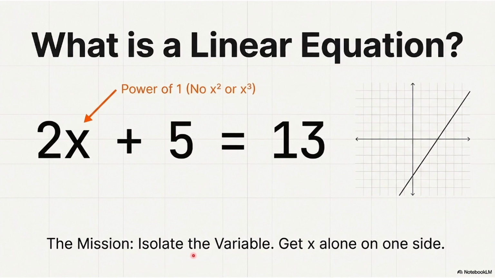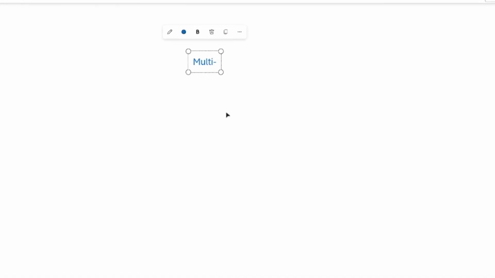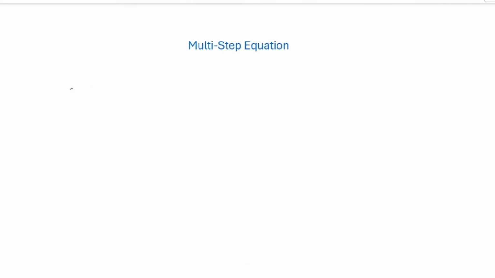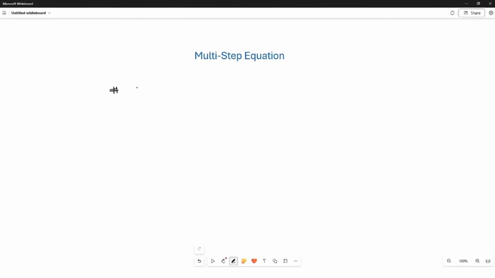Your goal is always the same: isolate the variable. That means getting x alone on one side. Now let's see a few examples of how we can isolate the variable and find its value. On the screen, you can see I have written an equation, and that is 3x plus 7 equals 22. Now to solve this, first we have to isolate the variable.